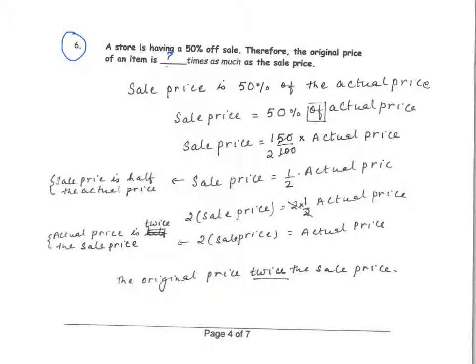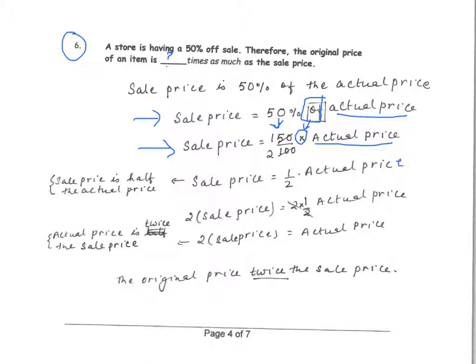So sale price equals 50% of, so it's a fraction of the whole, which is the actual price. That's the same as saying the sale price is equal to 50 over 100, that is 50%, which simplifies to 1/2. When you cancel the common factors, 50 goes 2 times into 100. Of translates to multiplication, the actual price. So the sale price is equal to 1/2 times the actual price.